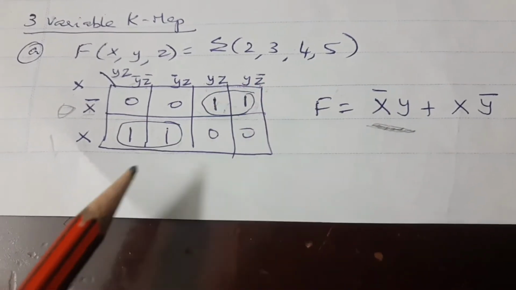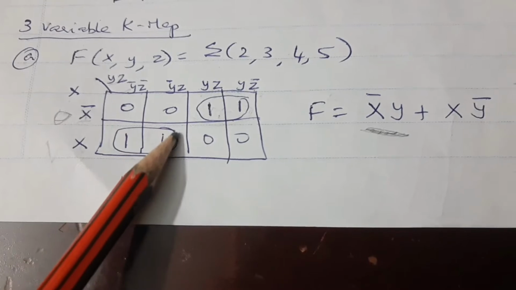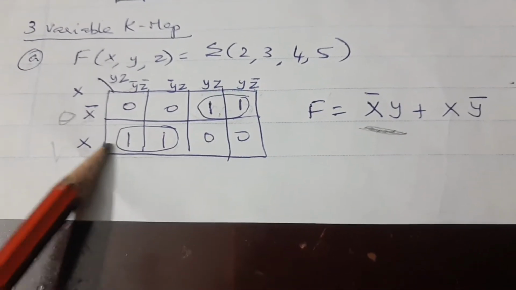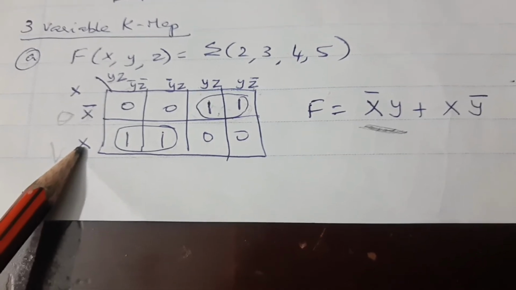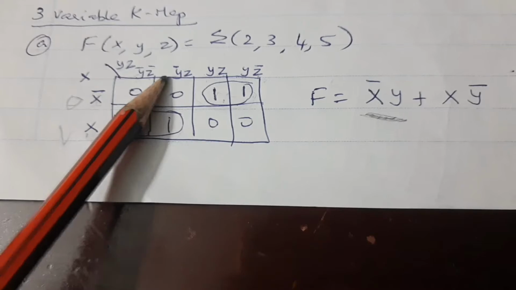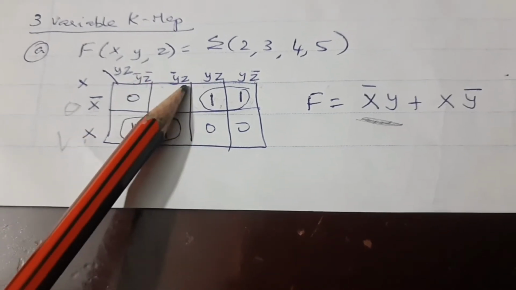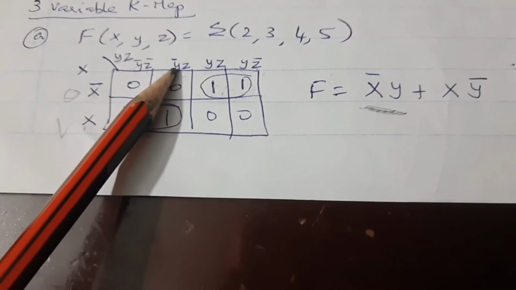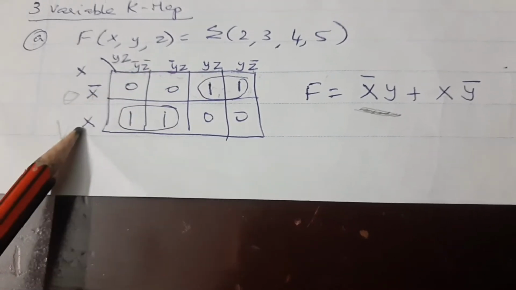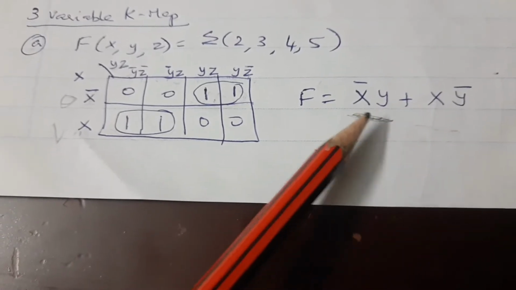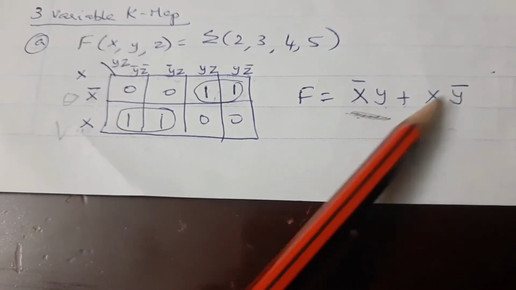Okay. Now come to this combination. You have combined two adjacent cells. You are going to write down the equation for it. What is the row side? X. Come to your column side. Which is the variable which is unchanged? Z bar, Z, it is changed. You cannot touch it. Y bar, Y, it is unchanged. Therefore, X into Y bar. What is this equation? X bar y plus x y bar.